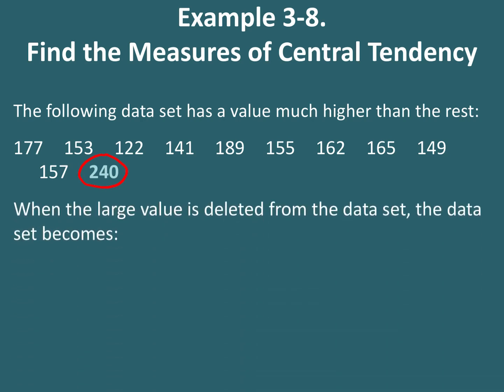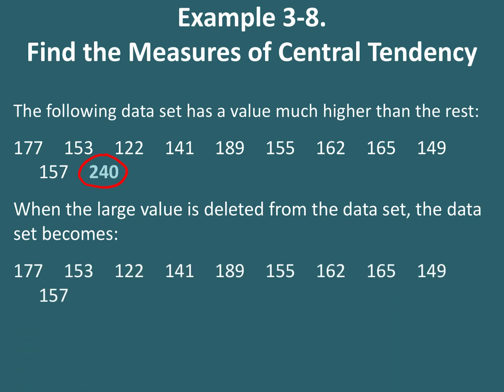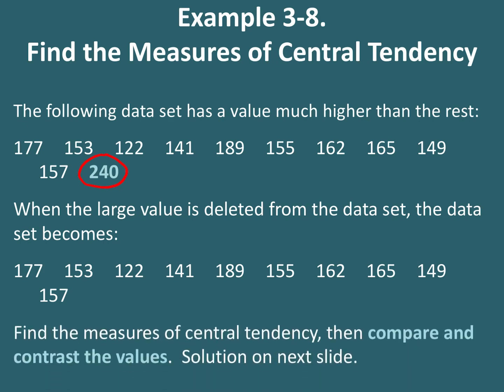If we were to remove that 240 from the list, we get the following set. Notice again that my list of data values does not include 240. What I would like us to do is go ahead and find the measures of central tendency, then compare and contrast the values. This here is the original. This here is the edited data set.